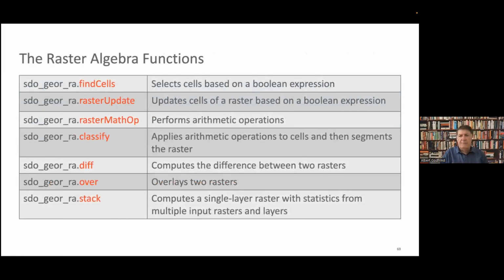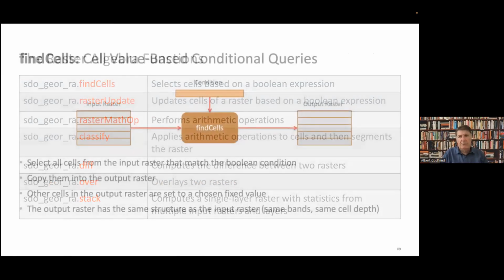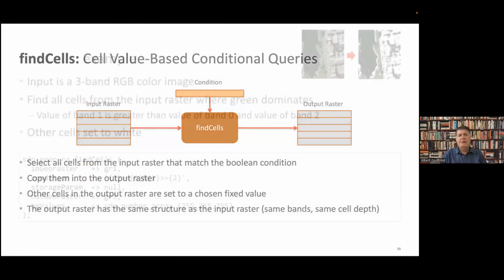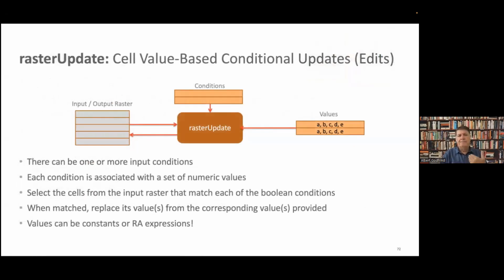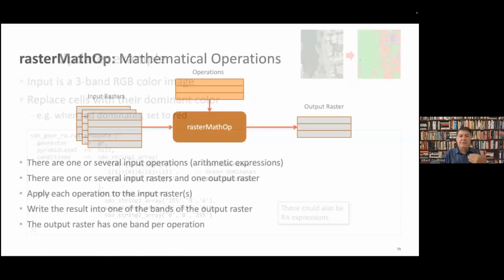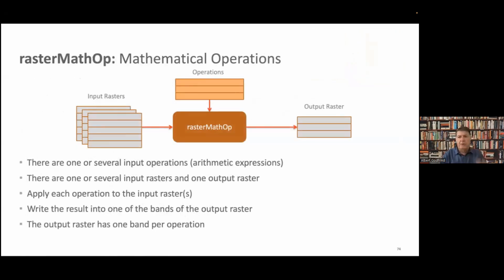You will get a copy of these slides, so you'll be able to read a bit more about that. So here are examples of how find cells work. There's also a raster update, where I update the values inside the raster based on algebraic expressions. There's the raster map algebra. This is the most powerful of these operations. It can take any number of rasters with any number of bands.